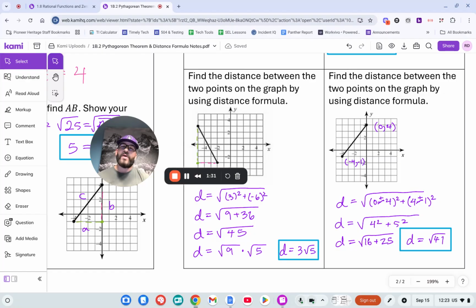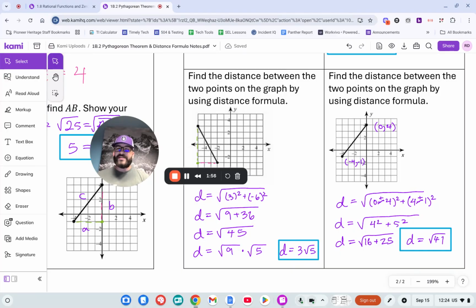And then our very last one, I went back and did the traditional one. Sometimes it's easiest to find the actual points, so (-4, -1) and (0, 4). Then plugging them in, 0 minus negative 4 and 4 minus negative 1. Both of those are double negatives, which gives us a positive. So we get 4 squared and 5 squared, which gives us 16 and 25, which gives us the same square root of 41 we got earlier today.